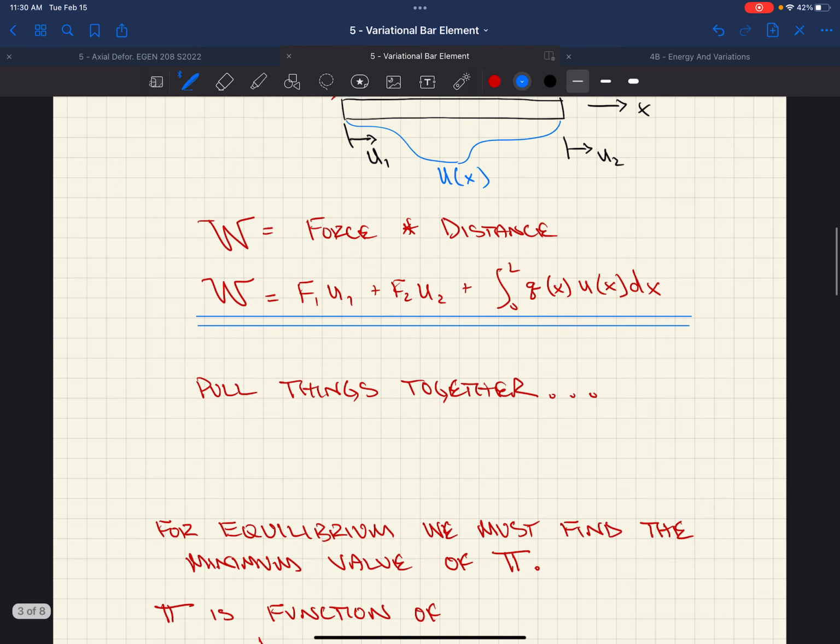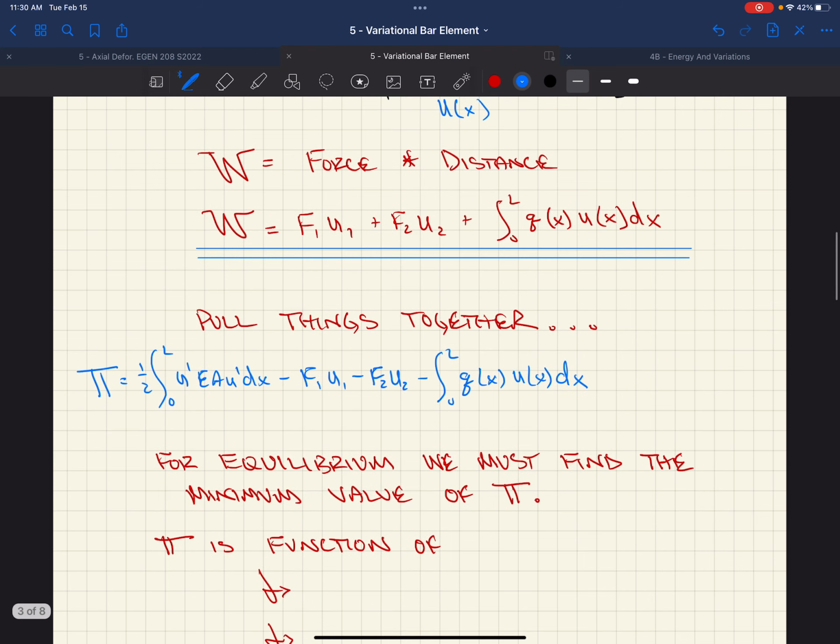Now we can pull all of these things together and get one expression for the total potential energy, pi, equals 1/2 integral from 0 to L of E A U prime squared dx, minus F1 U1, minus F2 U2, minus, because it's U minus W, the integral from 0 to L of Q sub x U sub x dx. And that is our potential energy.